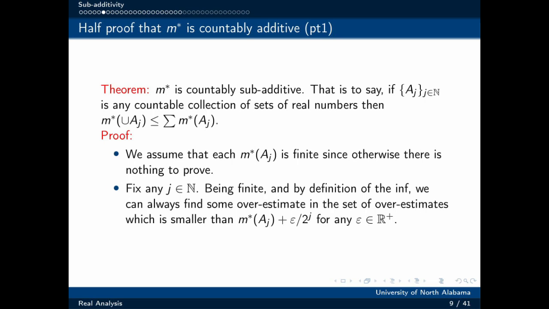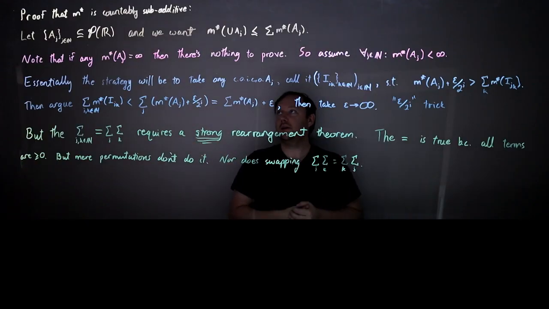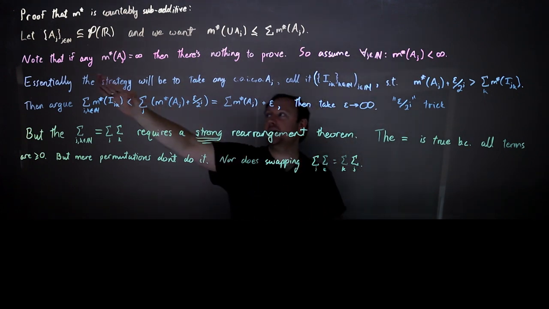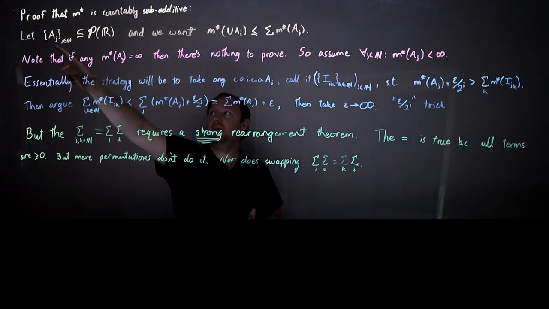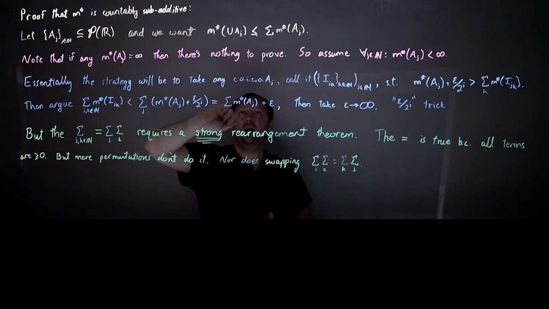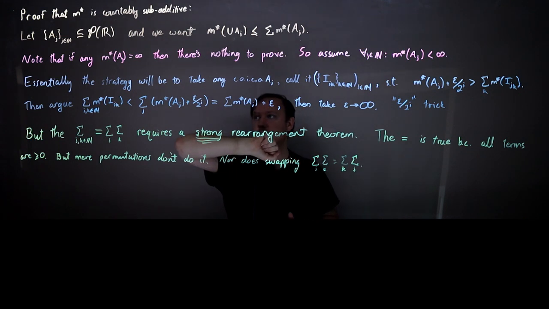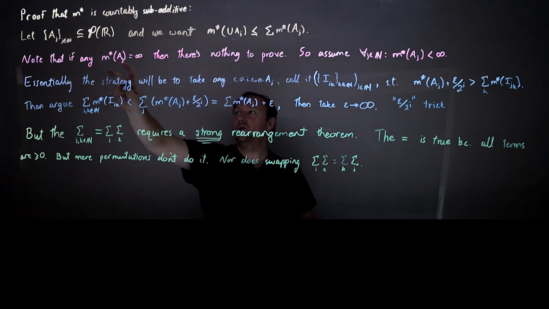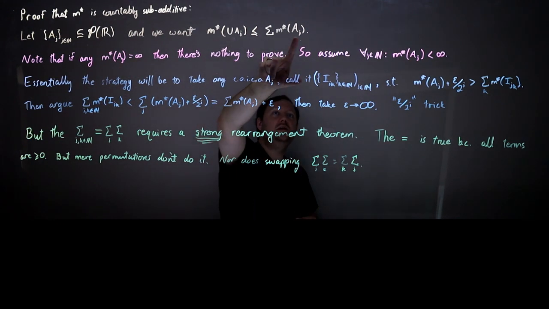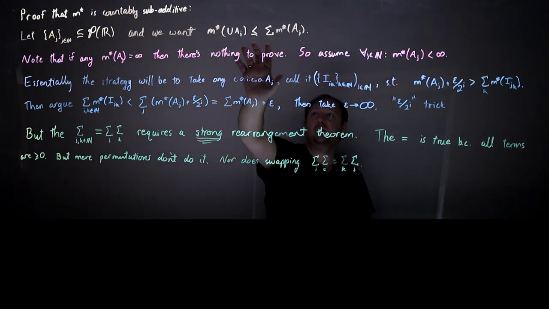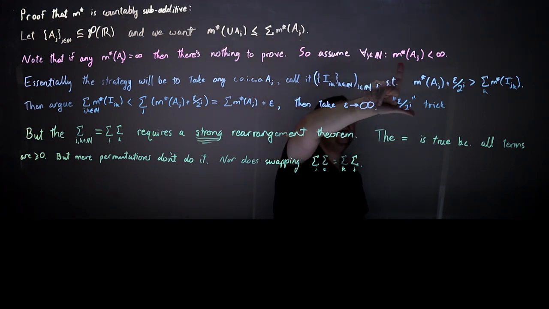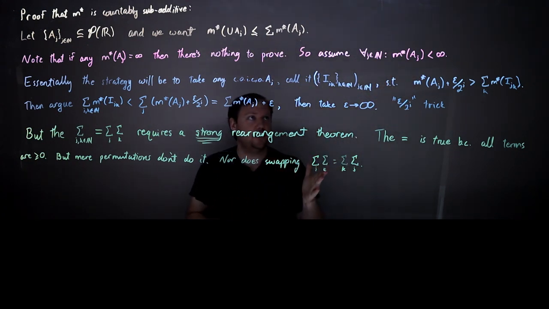Okay, so we'll get started with the proof that M star is countably sub-additive. And so naturally, we will just take any countable collection of subsets of the real numbers and argue this inequality. Quickly note that if any one of these terms is infinity, then there's nothing to prove because the inequality turns into infinity and becomes trivial. So we assume that every single one of the sets has finite measure.